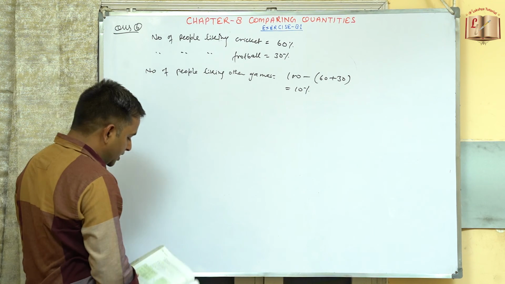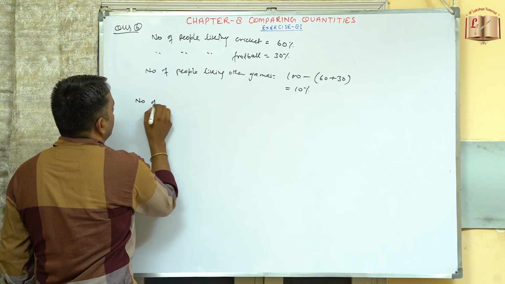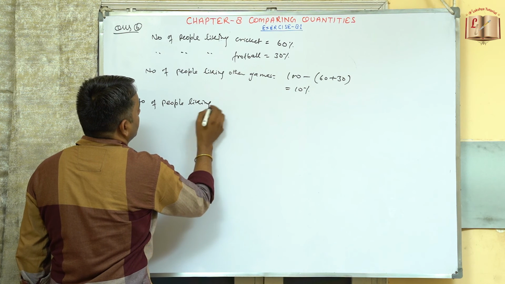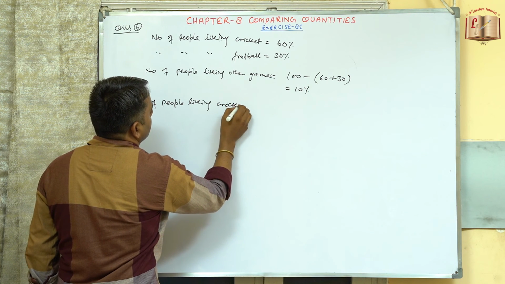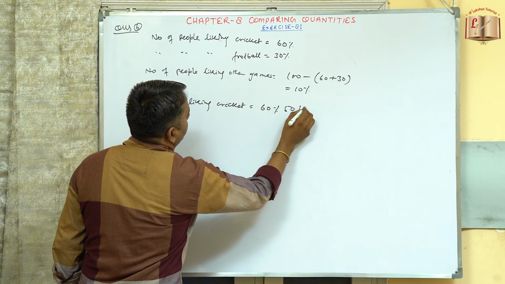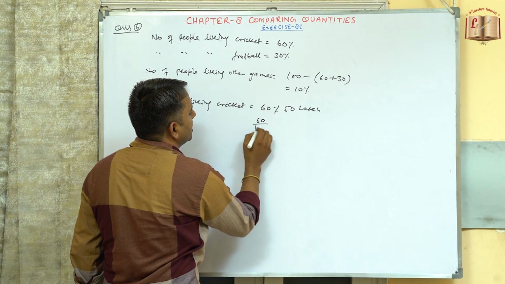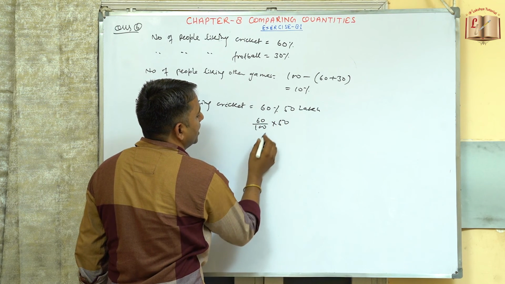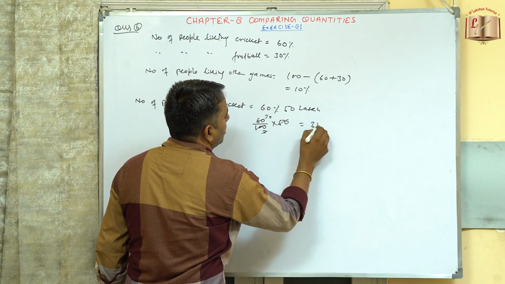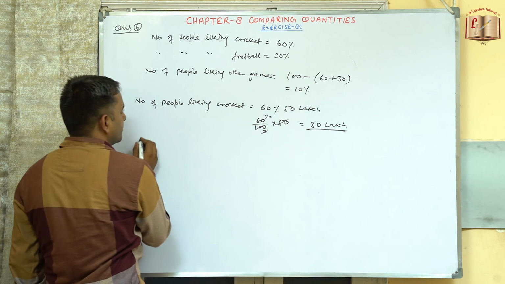So the total population is already given as 50 lakhs. So the number of people liking cricket will be 60% of 50 lakh. So this will be 60 by 100 into 50. This is 1, this is 2, 2, 30. So this is 30 lakh. So 30 lakh people like cricket.